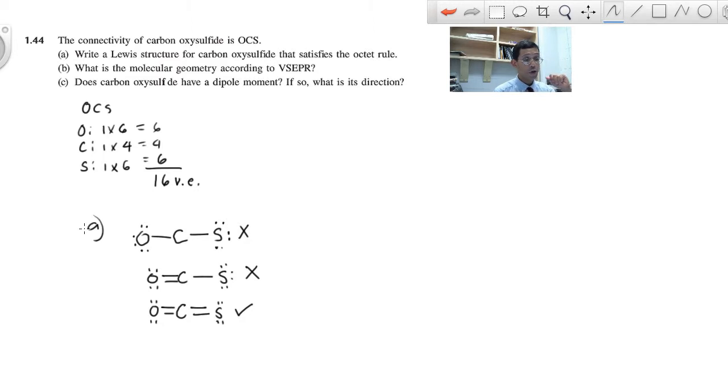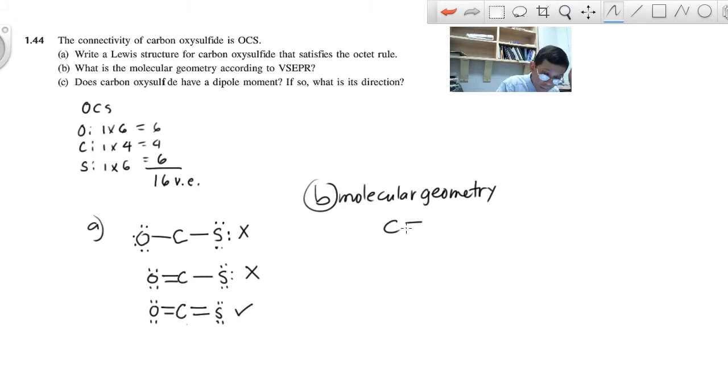B, what is the molecular geometry according to VSEPR? So we focus on the central atom. To determine the molecular geometry, you determine the number of domains around the central atom. So around the central atom, we have double bond oxygen, double bond sulfur. A domain could be a single bond, a double bond, a triple bond, or a lone pair. So that's one, and that's another one. So 2 domains.